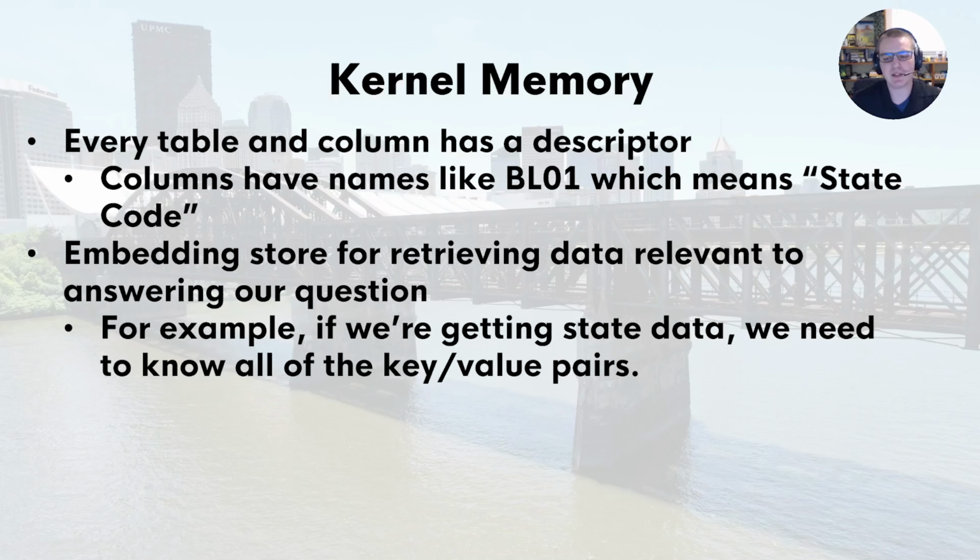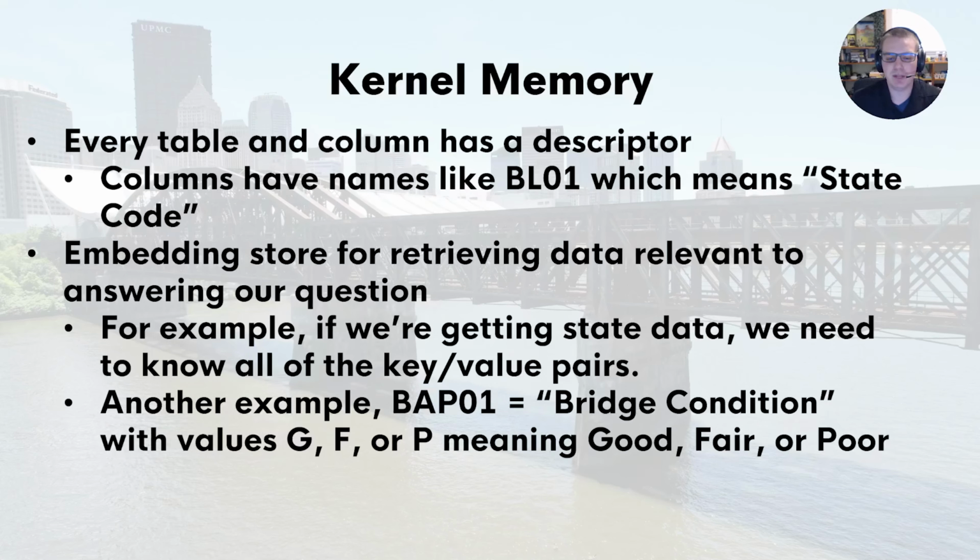For example, if we're getting state data, we need to know all of the key value pairs. State information is stored as 1, 2, 3. Those are the keys for what the state means, but the AI doesn't know that 1 means this state, 2 means this state. As another example, BAPO1 is bridge condition, and it has values G, F, and P, meaning good, fair, and poor.